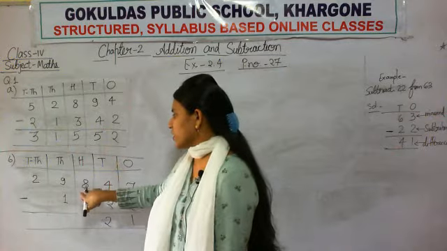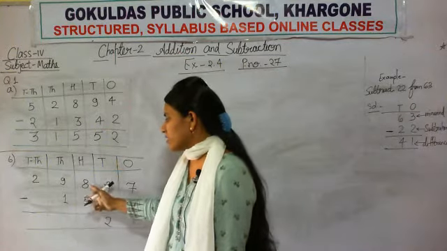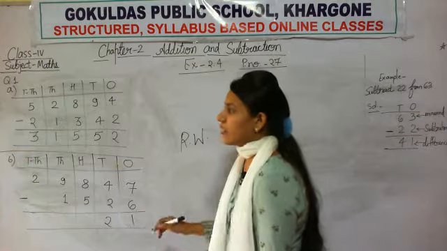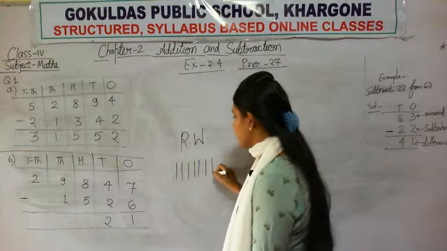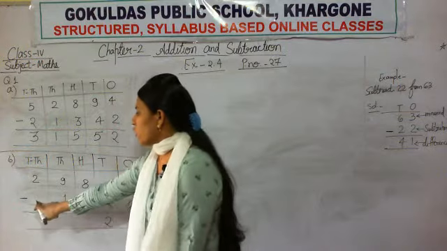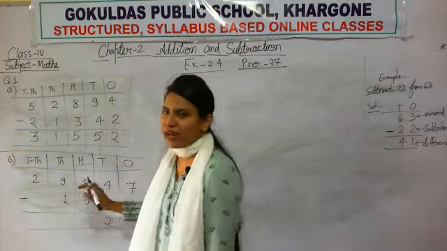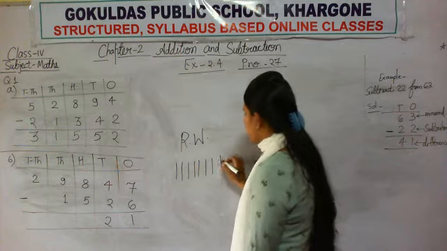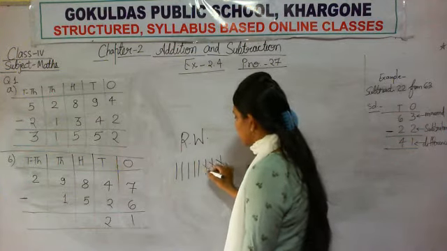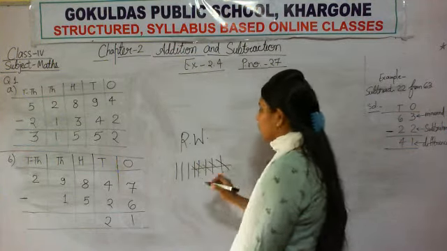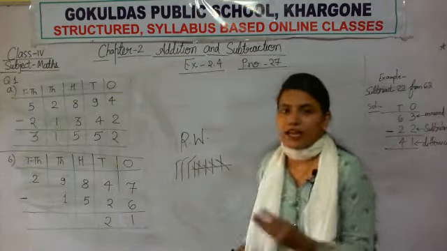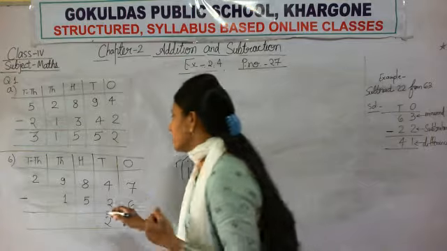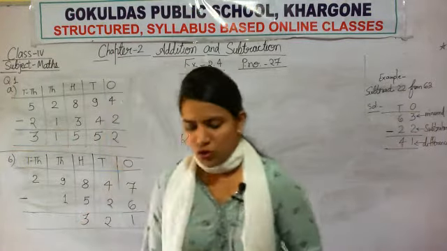In hundreds column you see that 2 numbers are there, 2 digits are there. First digit is 8. So draw 8 sticks. 1, 2, 3, 4, 5, 6, 7, 8. You want to subtract 5 from the 8. So remove 5 sticks. 1 stick, 2, 3, 4 and 5. You have removed these 5 sticks. How many left? Count 1, 2 and 3. 3 sticks are left. So write 3 in the hundreds column.